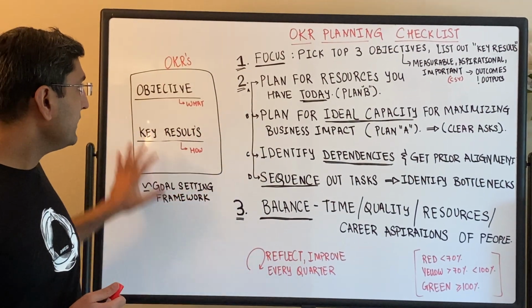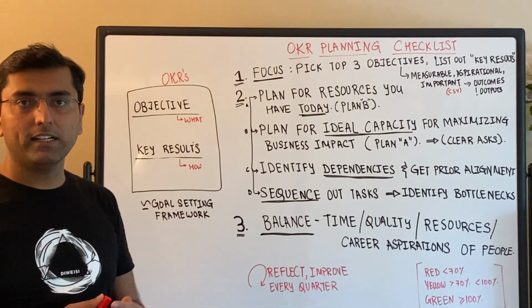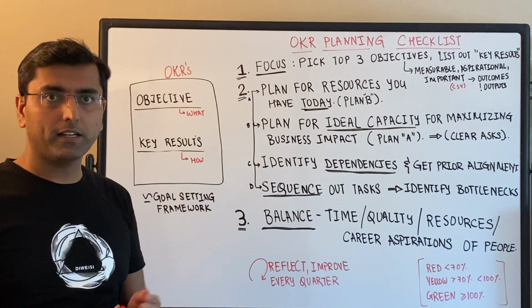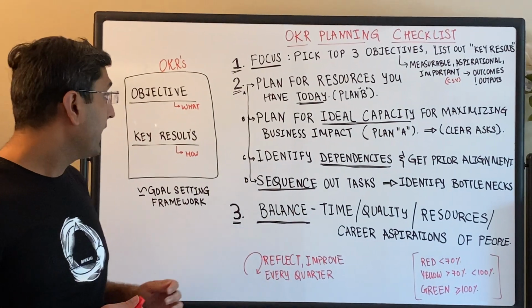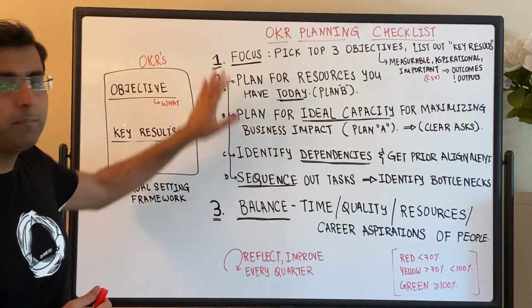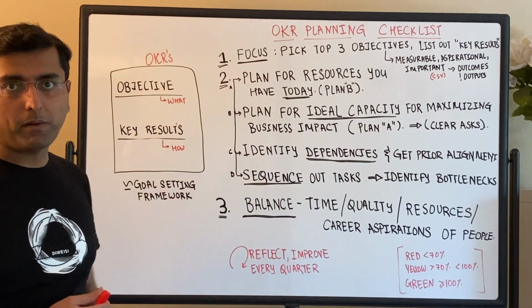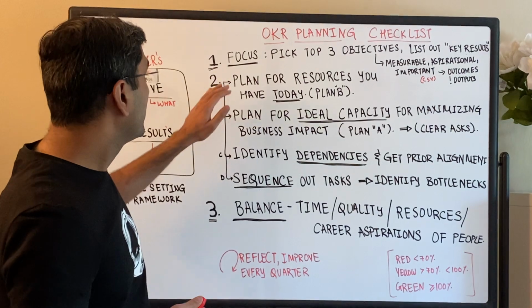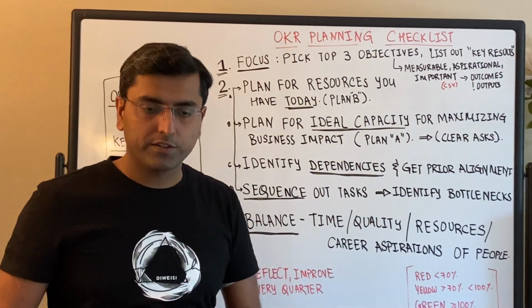So this goal setting framework is something that was most recently popularized by Google and John Doerr. And let's look at a checklist of things to keep in mind for every OKR item that we plan for. So the number one thing is focus.